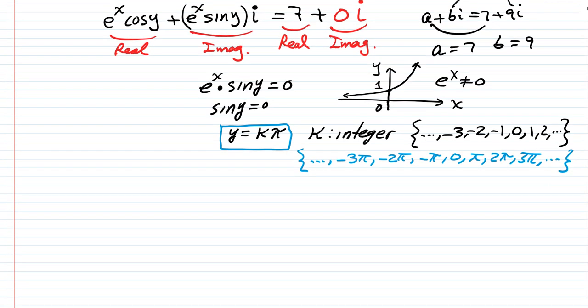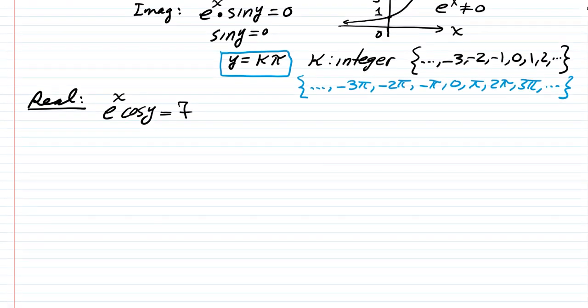Now let's focus on the real part. This was the imaginary part. Now let's take a look at real parts. If we equate the real parts, what do we get? e to the x cosine y is equal to 7, correct? Now e to the x cosine y, but then didn't we just solve for y? y is k pi, correct? Alright, so I can write this as e to the x cosine of k pi is equal to 7.